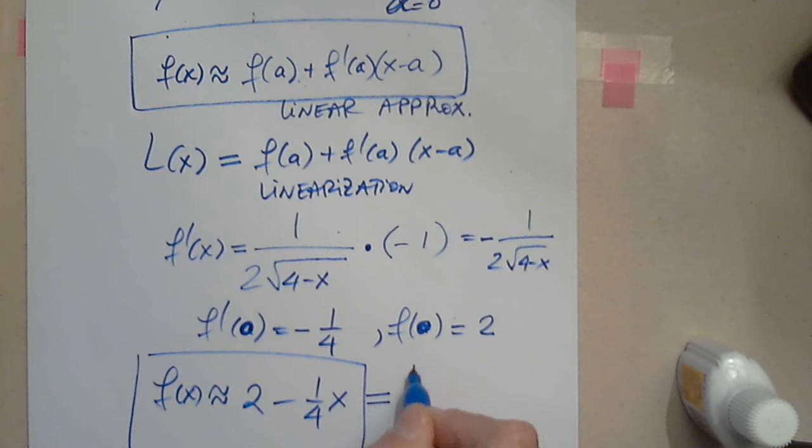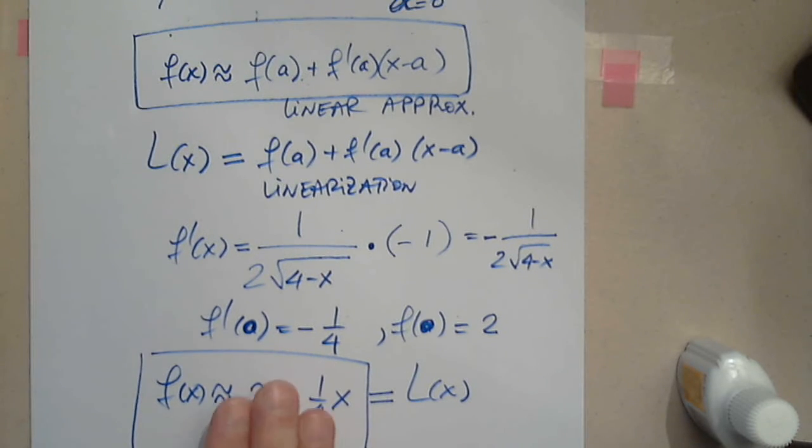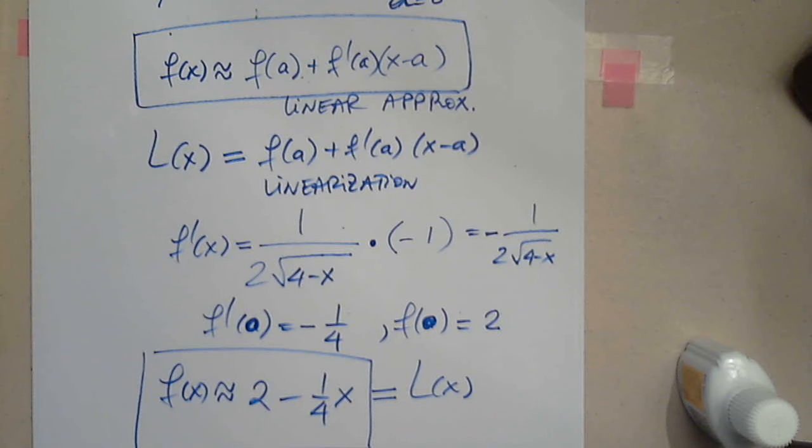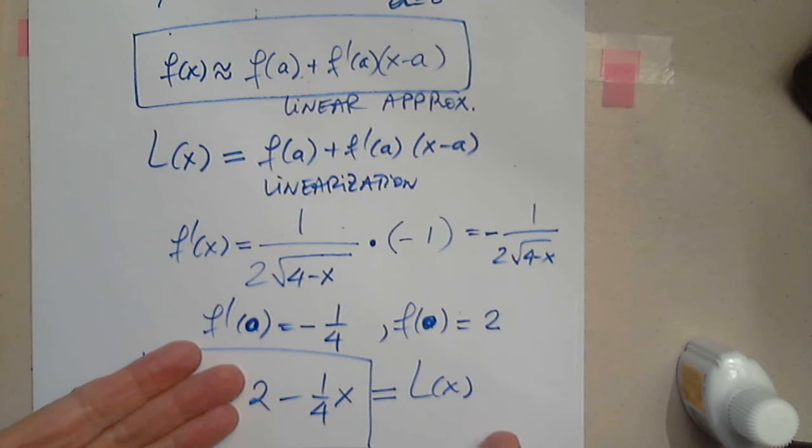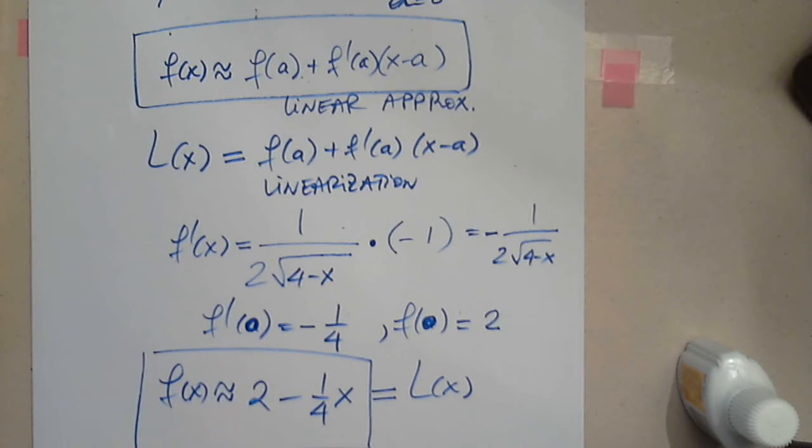Now this equals L of x. So what do we say here? Here we say that the function can be approximated by this line. What do we say on this side? We say that the function that approximates f of x is this, for anything near a. Near a equals 0.